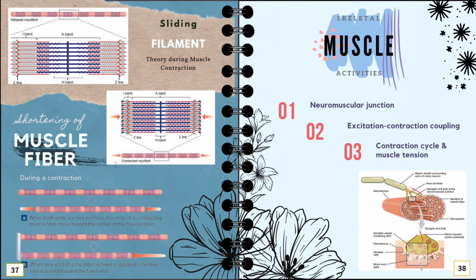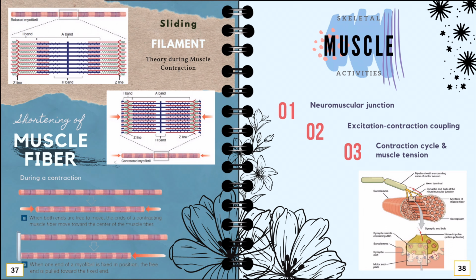Here is the sliding filament theory during muscle contraction, in which the upper picture is a situation when the sarcomere is in relaxed situation, and the other picture is when contraction occurs. We can see that there is a difference between when our sarcomere is in relax and when contraction occurs. For the shortening of muscle fiber, here we can see the difference during a contraction when both ends are free and when one end is in a fixed position.